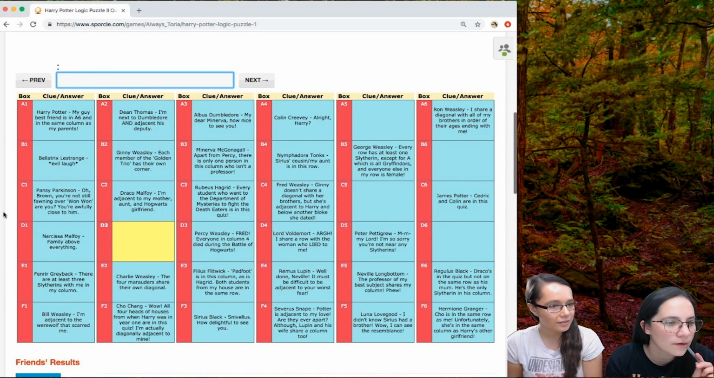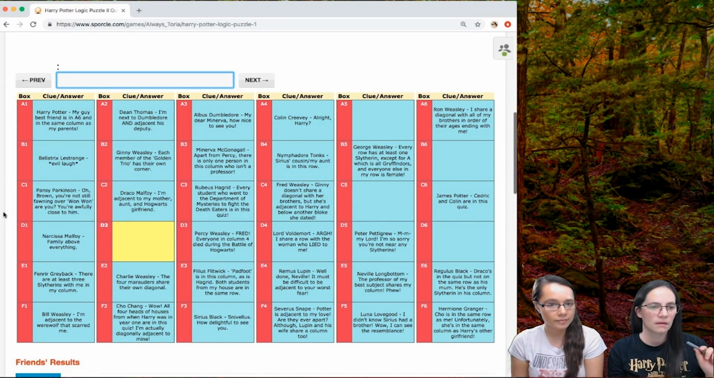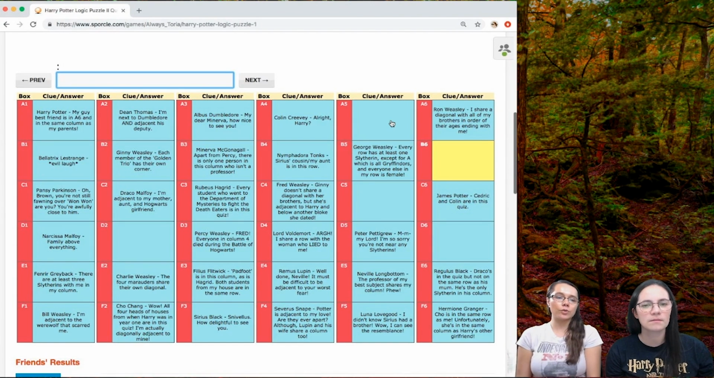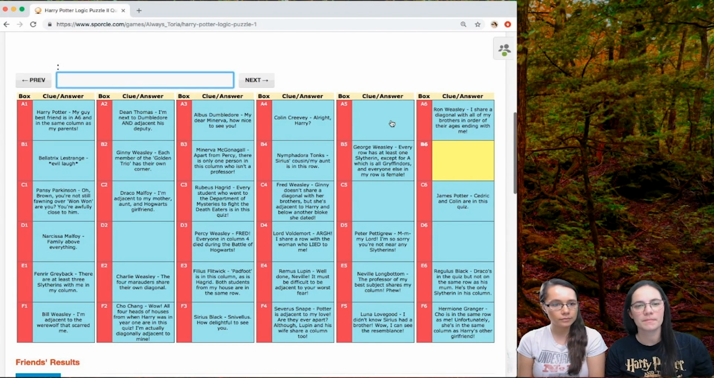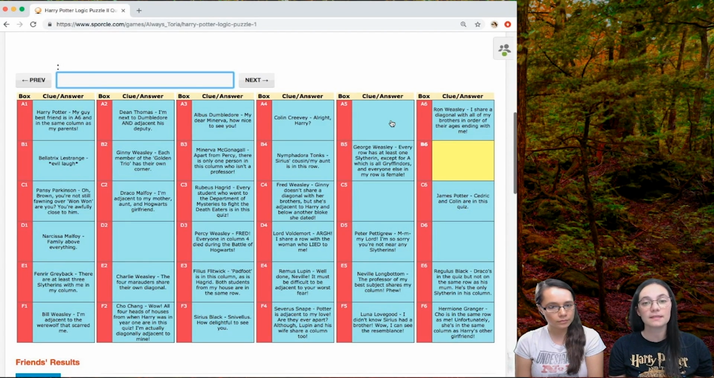Okay. Brown, you're still fawning over Wan, are you? You're awfully close to him. So probably A5 or B6 for her. But we don't know that yet. It could be either, because it's a girl in the B's or a Gryffindor in the A's, which is the same. Lily has to be B6 or D6.